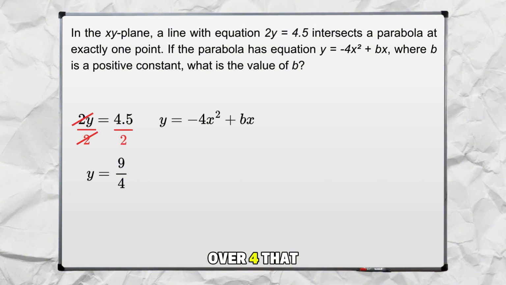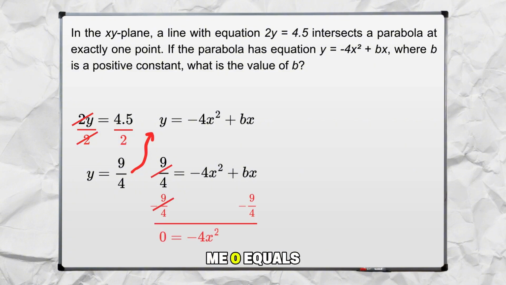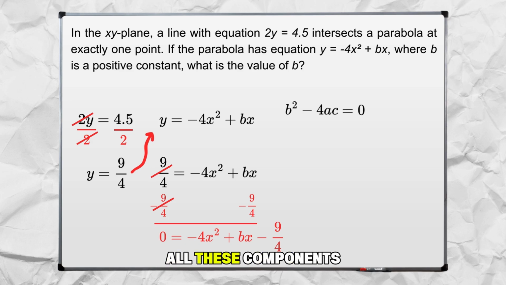Now that 9 over 4, that y can go over here, so I can have 9 over 4 equal to negative 4x squared plus bx. And I want this to be equal to 0, so I have it in standard form. Let's go ahead and get this into standard form. Subtract 9 over 4 from both sides. That's going to give me 0 equals negative 4x squared plus bx minus 9 over 4. Now my discriminant is b squared minus 4ac. And since they told me that it intersects at exactly 1 point, it must mean that my discriminant is equal to 0.